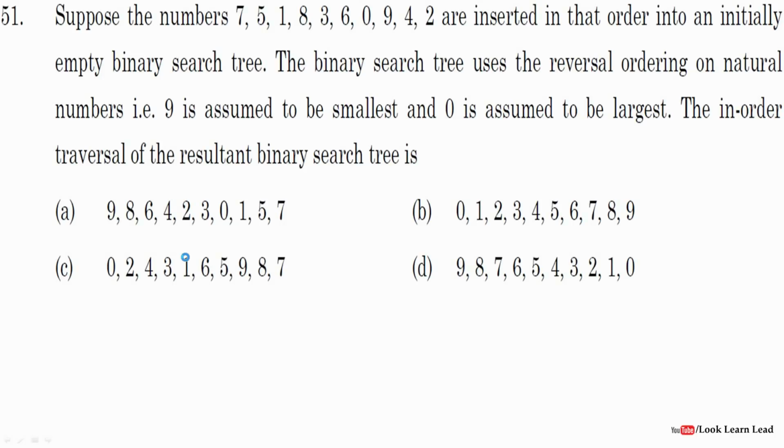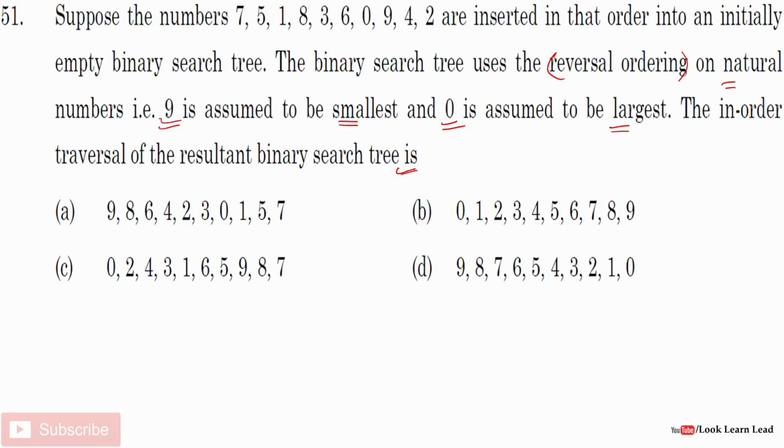Suppose the given numbers are inserted in any order initially into an empty binary search tree, and the binary search tree uses the reversal ordering. What we have to remember is it is the reversal ordering on natural numbers. That is, 9 is assumed to be the smallest number, and 0 is assumed to be the largest number. The in-order traversal of the resultant binary search tree is?